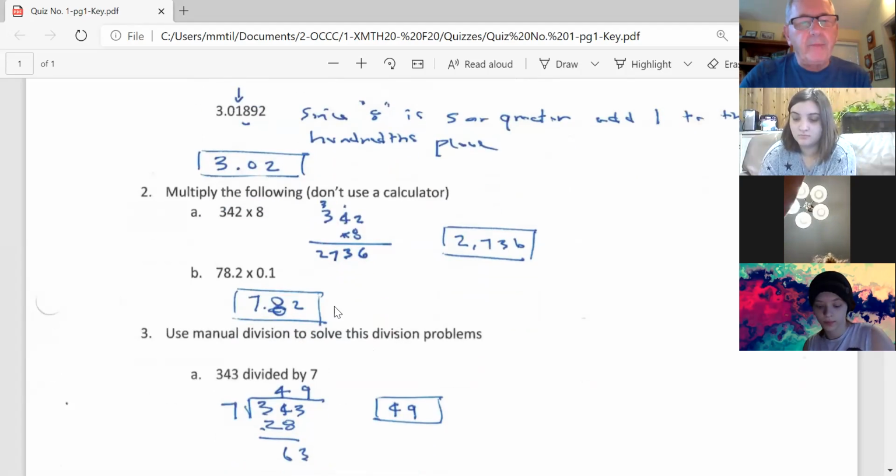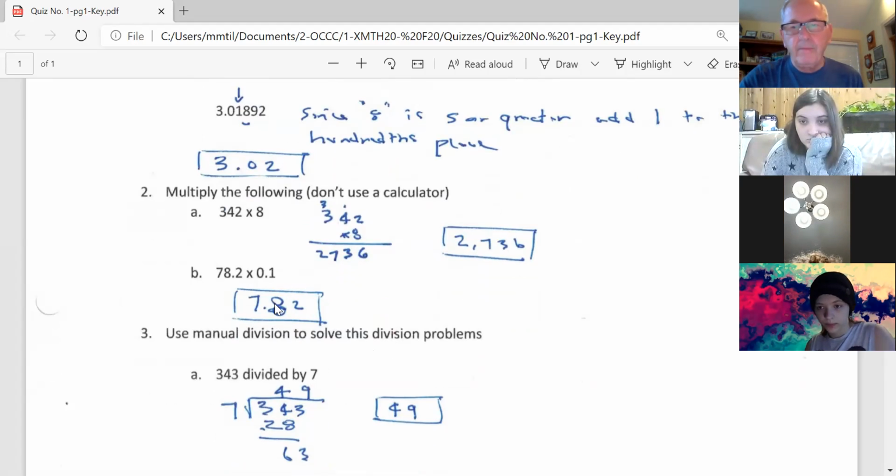Okay, if you're multiplying by a decimal, something with decimal points in it, you just take this 782 and multiply it by 1 and you get 782, but then you look at your decimal places and there's 2. There's 1 here and 1 there, so you have to go left 1, go left 2, so it becomes 7.82. Okay, questions on that?